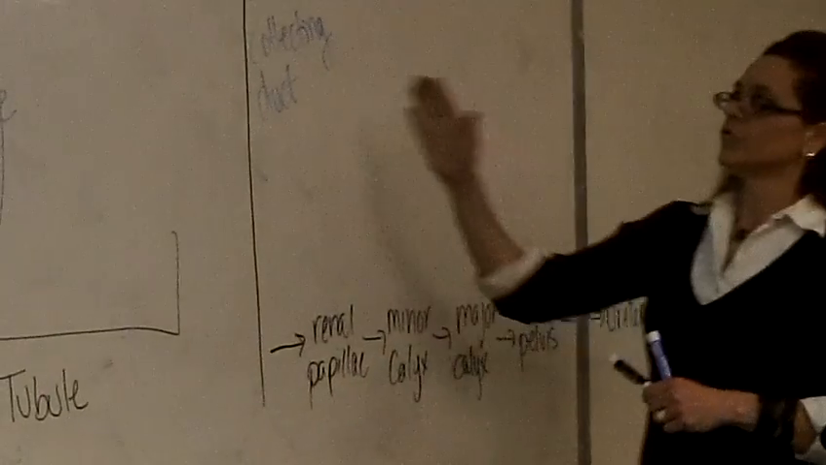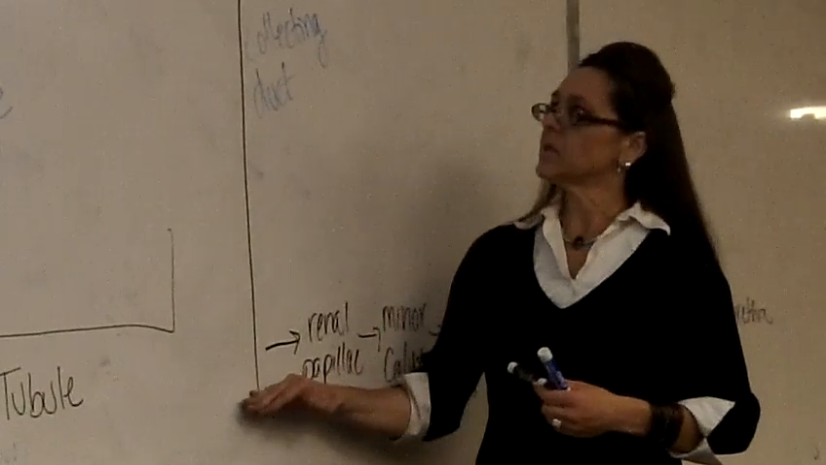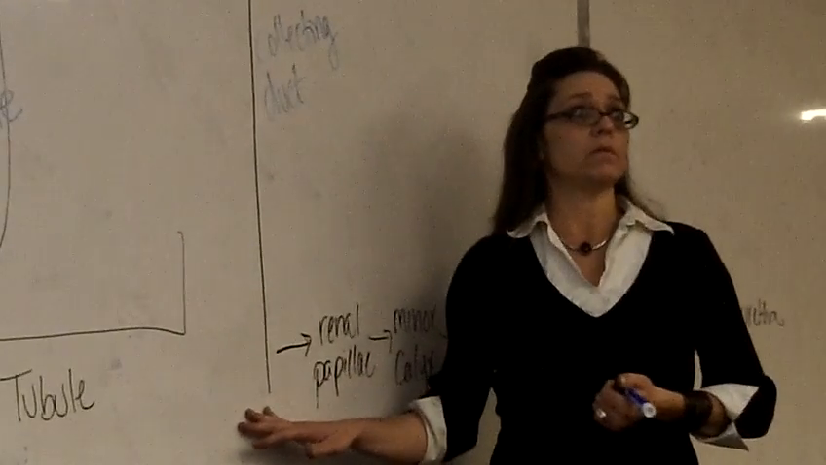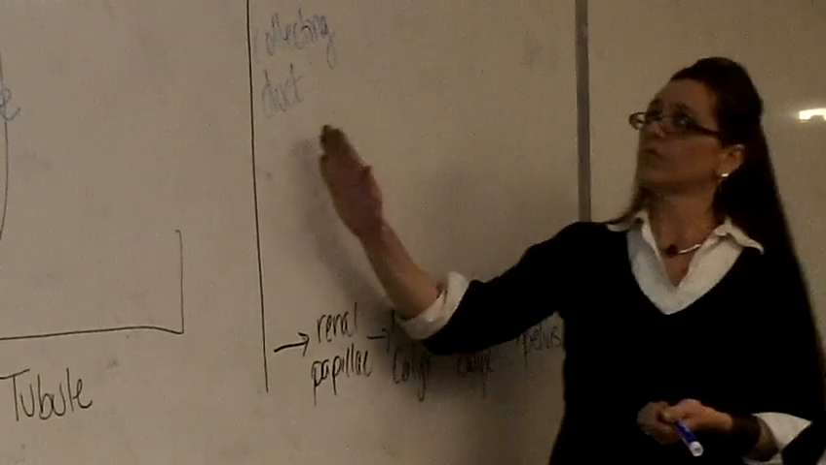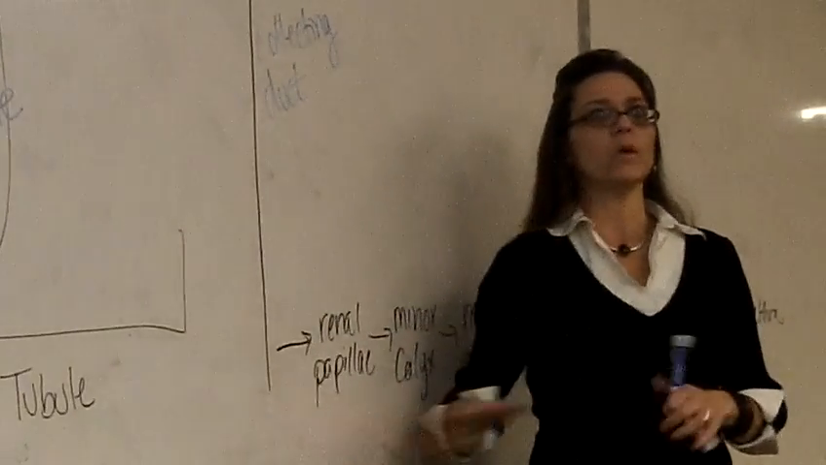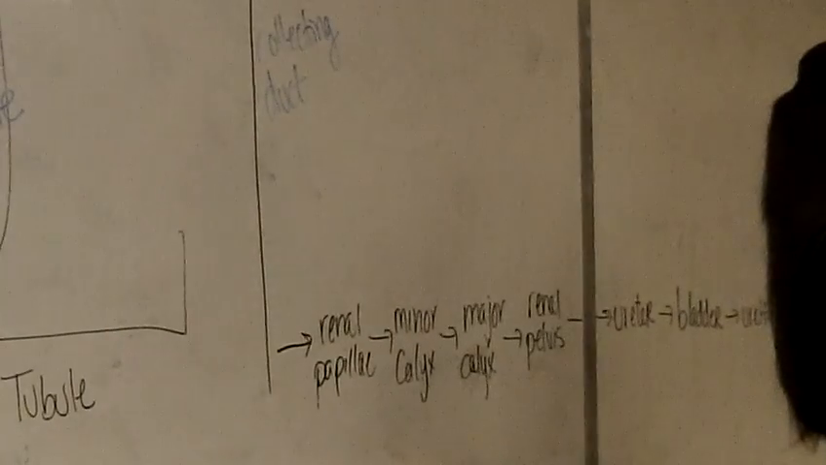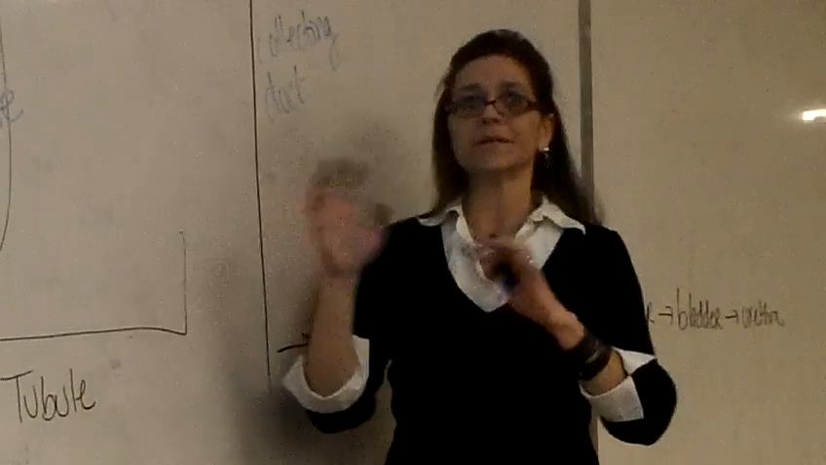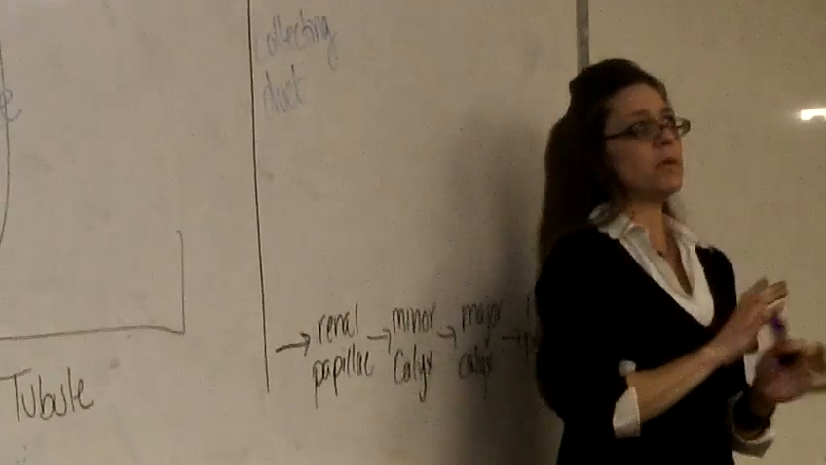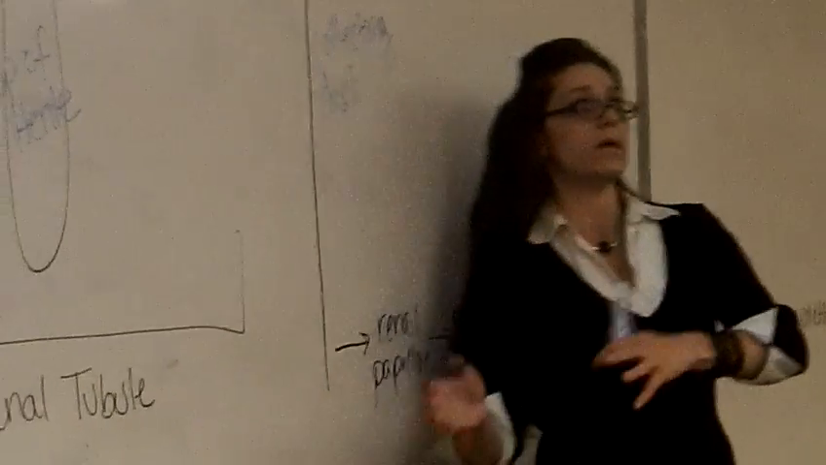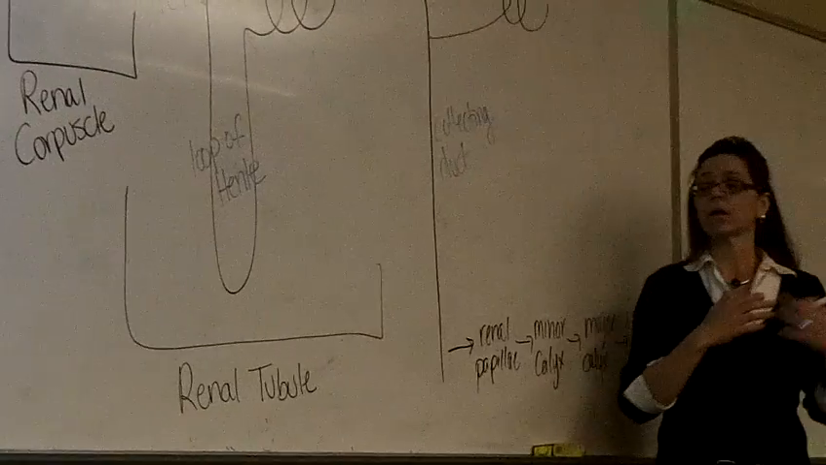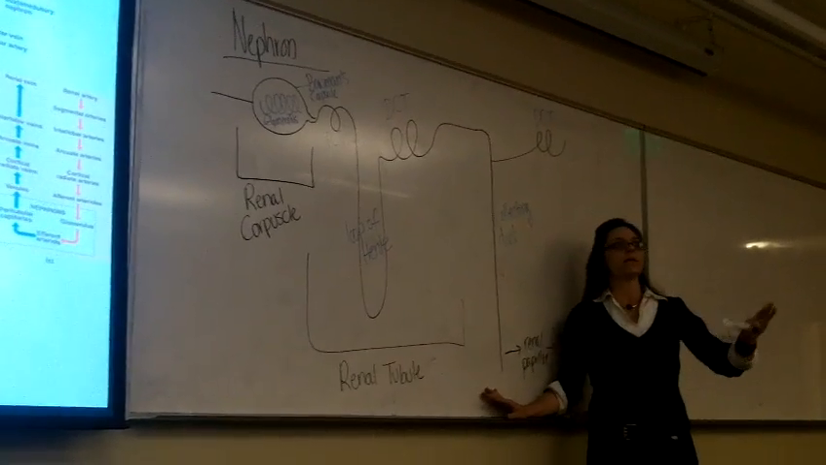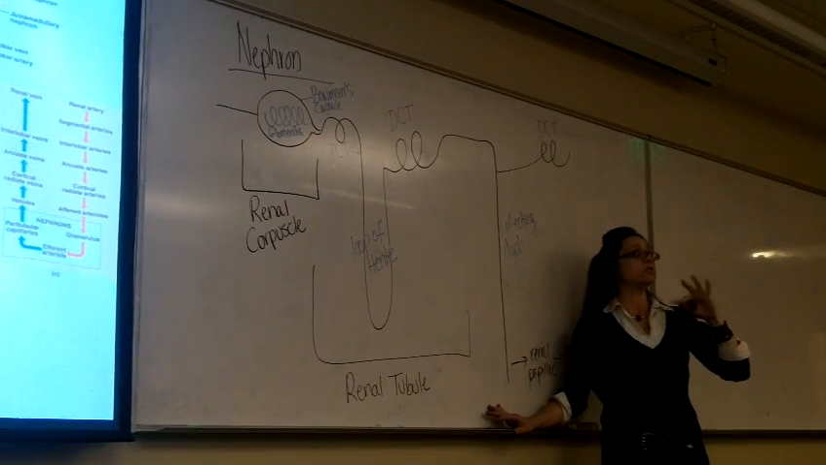So once that filtrate leaves the collecting duct, then it is officially urine at that point. We can't make changes to it anymore. So all along this renal tubule, we're going to be able to change that filtrate. We're going to be able to put maybe more things into it, maybe take some things back. But once that filtrate leaves the collecting duct, we can't change it anymore, and it now is urine.